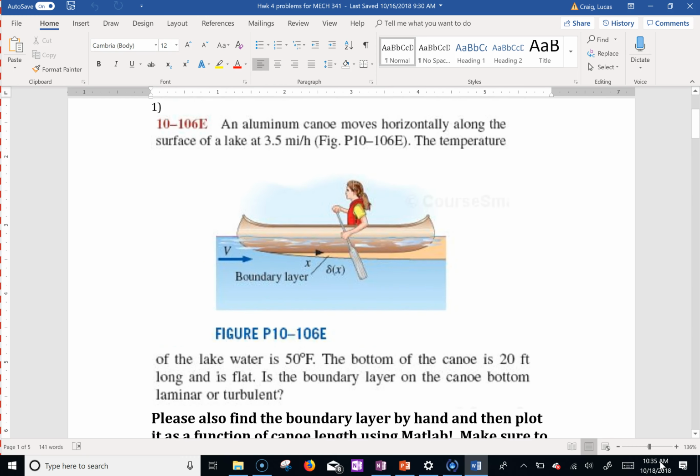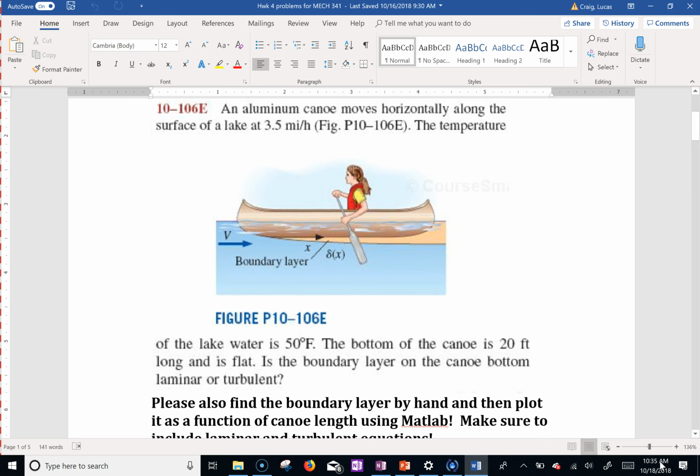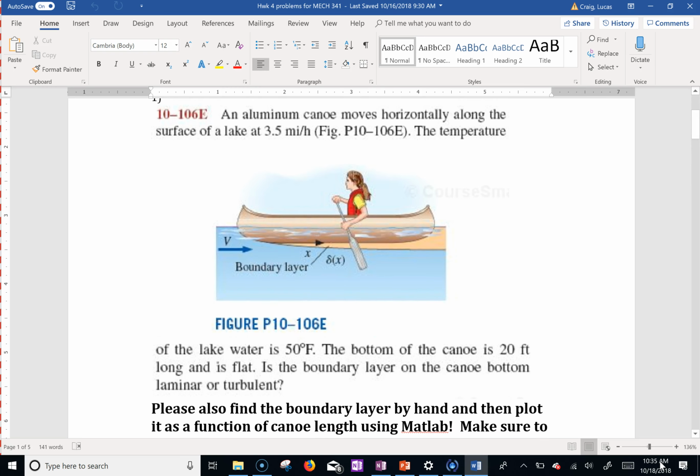All right. So here's the kayak. I'll give you the speed, 3.5 miles per hour. I'll give you the temperature, so you can find density and viscosity. Oh, sorry, it's a canoe. The first question is: is the boundary layer on the canoe bottom laminar or turbulent? I would say for that one, you're pretty much going to solve it in the plot.